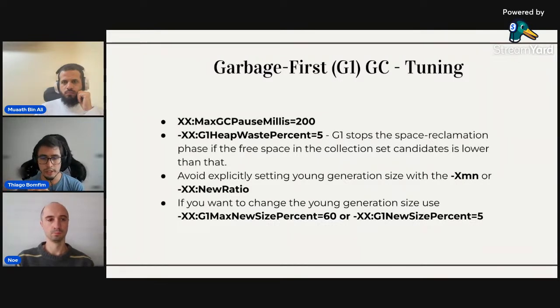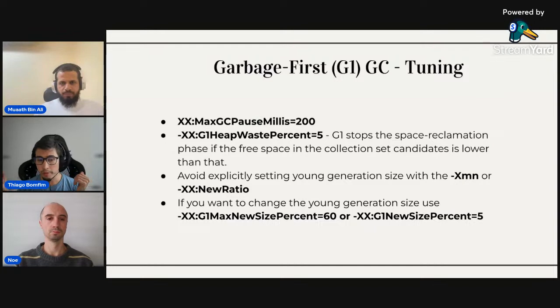Another thing that can help, okay? You can use the G1HeapWastePercent, and basically here, G1 stops the space reclamation, the garbage collection phase, if the free space in the collection set candidate is lower than that. So if you don't reach this percentage, the space reclamation phase will not be executed.